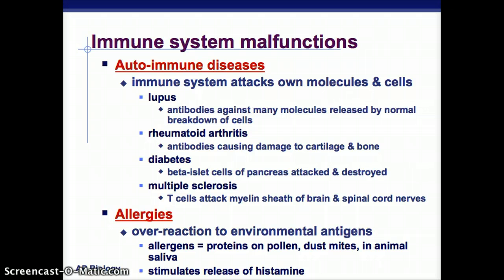Finally, other immune system malfunctions are allergies. It's an overreaction to environmental antigens. So your immune system gets a little overreactive. And so there's things like allergens, like pollen, dust mites, all of those things stimulate the release of histamine, which then in turn causes that immune system reaction to those things. And then your body recognizes that as a foreign thing and later on remembers, oh, this is a foreign thing, we must attack it.